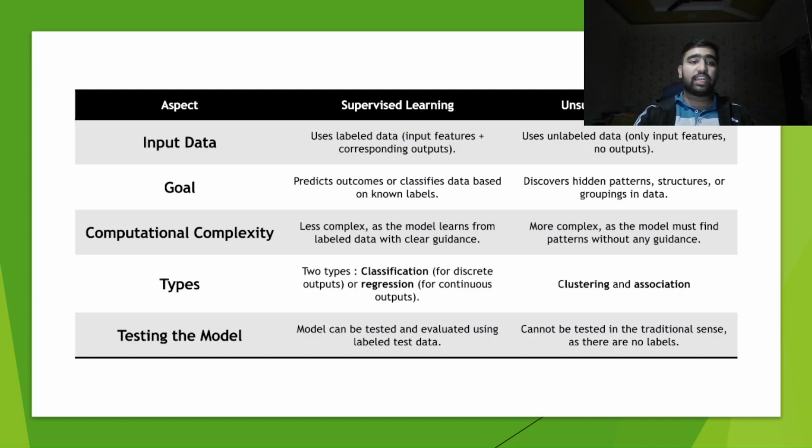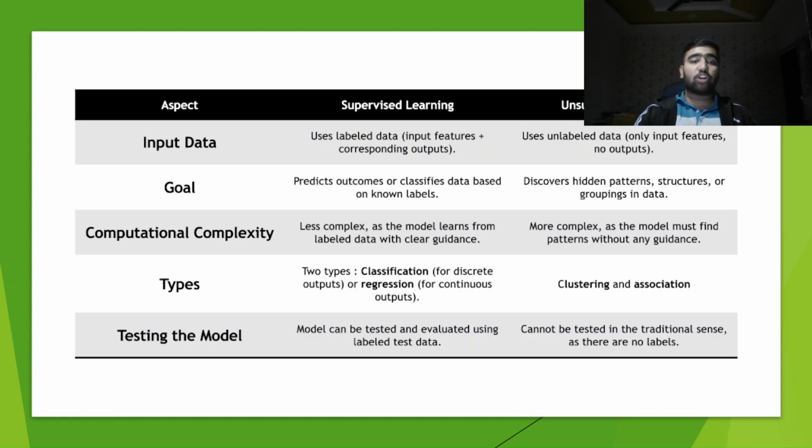For supervised learning, input data is labeled data where input features are mapped with their corresponding outputs. While in unsupervised learning, it uses only unlabeled data, that is, data in which there are only input features and it doesn't require any outputs. The goal of supervised learning is to predict outcomes or classify data based on known labels, whereas the goal for unsupervised learning is to discover the hidden patterns, structures, or groupings in the data.